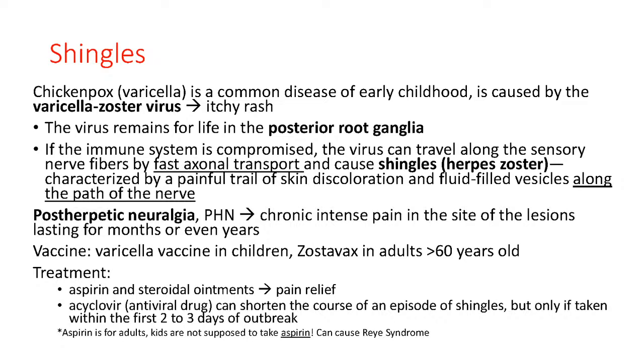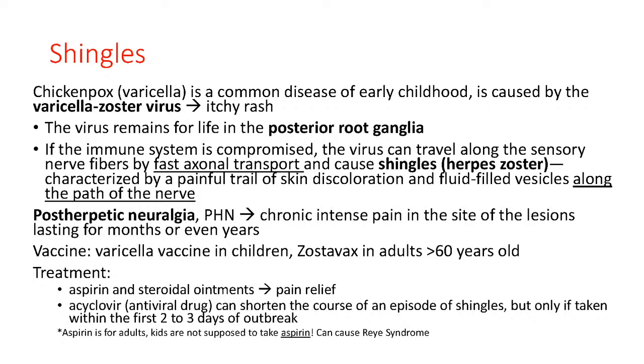which we just saw. If the immune system is compromised, the virus can travel along the sensory nerve fibers through fast axonal transport and cause shingles, which is also known as herpes zoster. That's characterized by a painful trail of discoloration and fluid-filled vesicles that travel along the path of the affected nerve. Post-herpetic neuralgia, neuralgia is pain. This is a chronic intense pain at the site of the lesions that can last for months or even years.